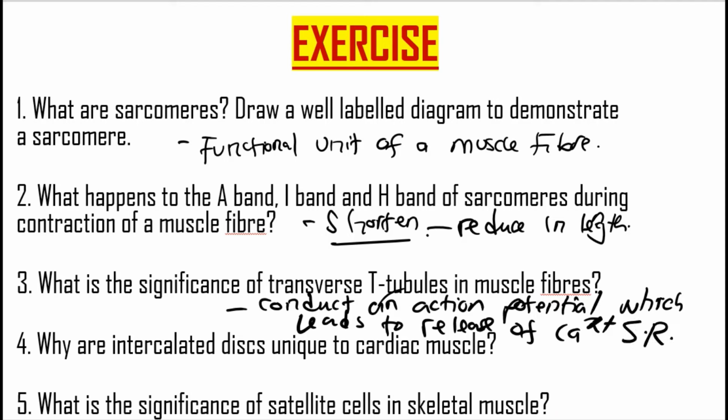Number 4, why are intercalated discs unique to cardiac muscles? Because cardiac muscles are continuous, and they function as a syncytium. So intercalated discs are there to demarcate or to separate muscle fibers. Number 5, what is the significance of satellite cells in skeletal muscle?